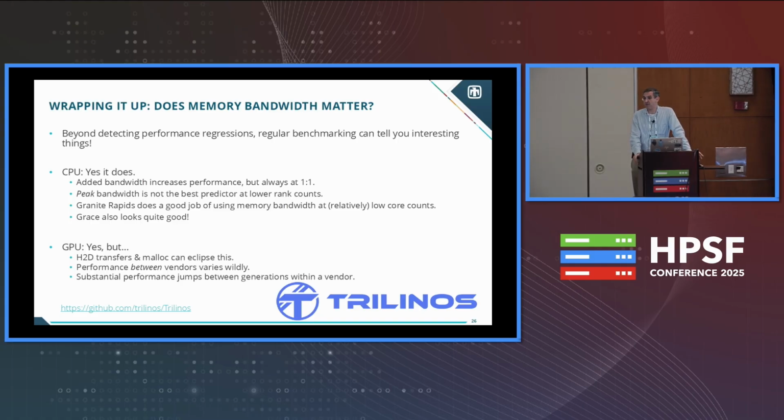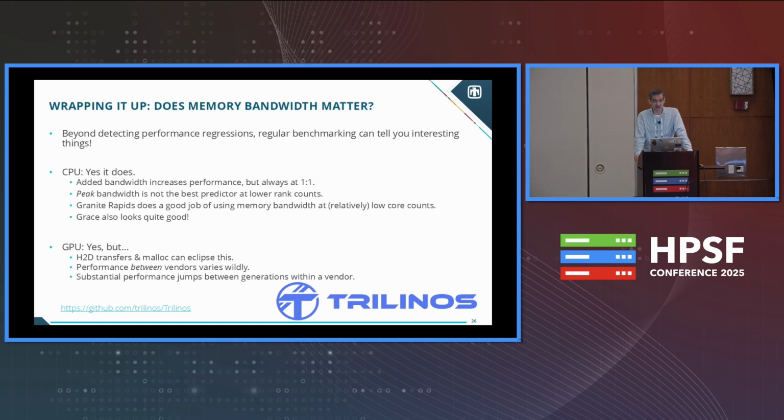So does memory bandwidth matter? On a CPU, yeah, it does, right? And I think that came out with a couple caveats. It's not 1-to-1. And peak bandwidth is not the best predictor at low core counts, right? We saw the overperformance of Broadwell at low core counts because it can saturate its memory subsystem and nothing else can at 36 ranks.